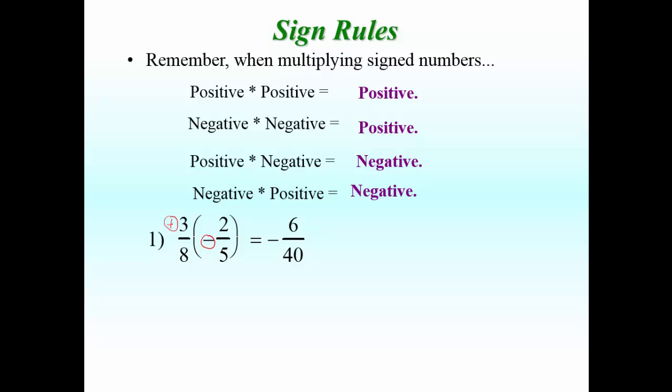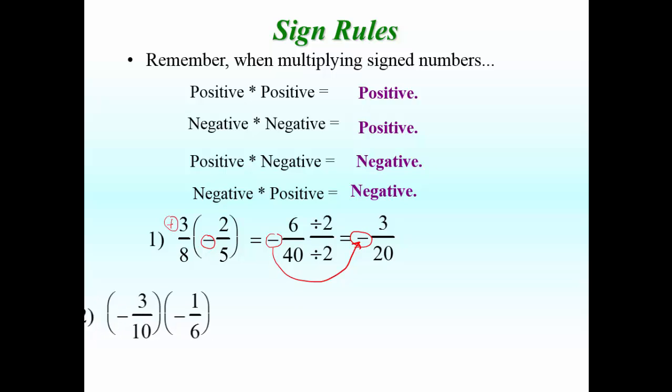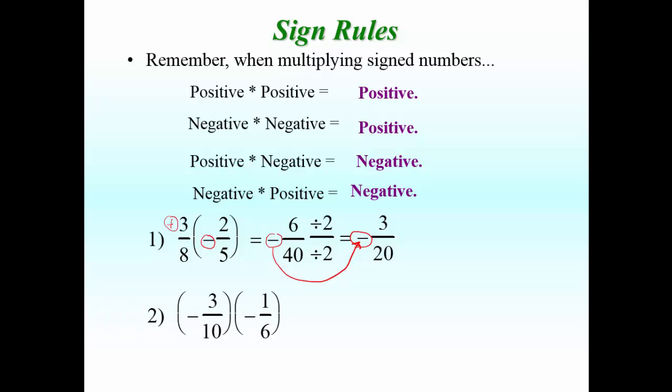Then again, once you look, you say, okay, I can actually simplify numerator and denominator. Dividing top and bottom by 2. 6 divided by 2 is 3. 40 divided by 2 is 20. And even when we simplify, that negative out front doesn't get lost. Carry it right along. Let's look at another example together.